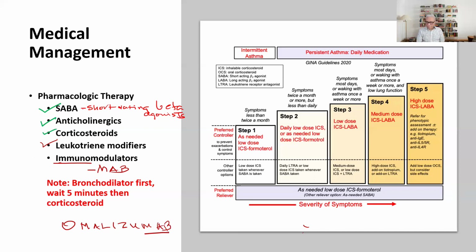MAB. Okay, so this is a medication that usually is given as a subcutaneous injection.